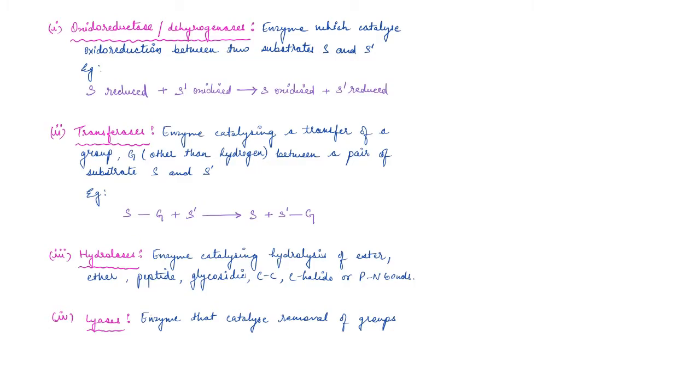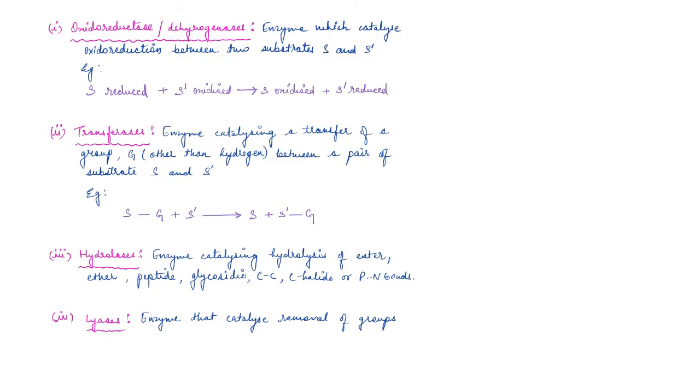Now the third one are hydrolases. These enzymes catalyze hydrolysis of ester, ether, peptide, glycosidic, halide, and P-N bonds. Like the peptide bond and glycosidic bond, we also studied about these bonds. It's a very important group of enzymes which catalyze hydrolysis of certain biomolecules.